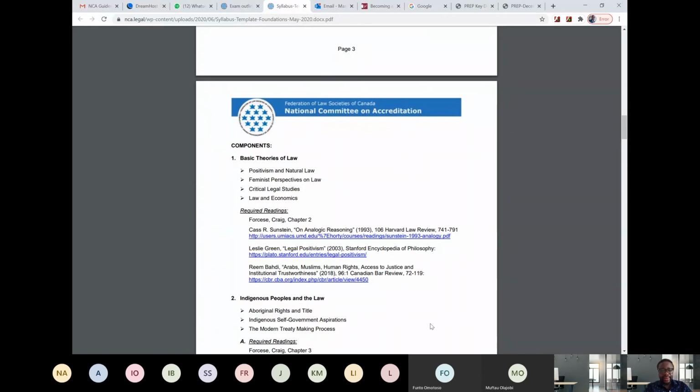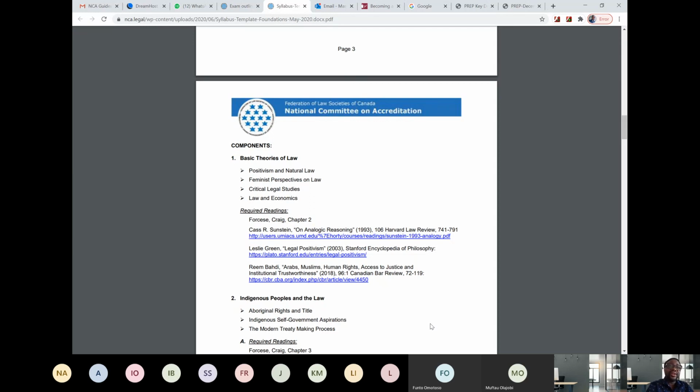So I start with basic theories of law, as we can see from my screen. We'll talk about positivism and natural law. What is positivism? What is natural law? And the schools of thought around that. So we'll be discussing legal theories as postulated by philosophers like John Austin, and philosophers like Aristotle and Thomas Aquinas as well. What is the relationship between positivism and natural law?